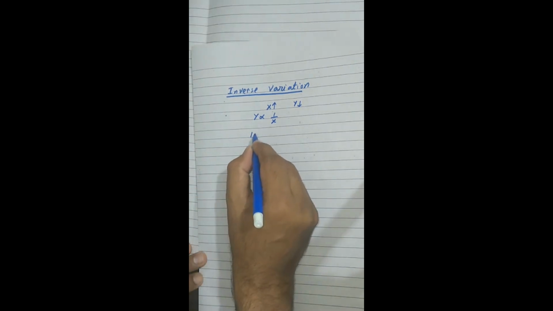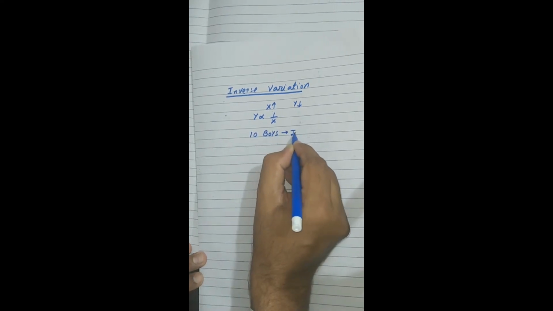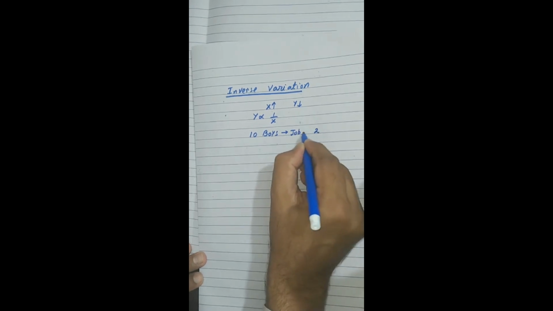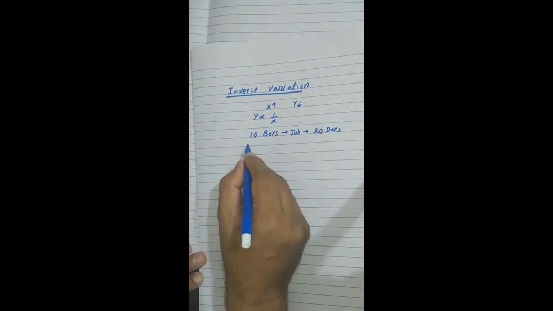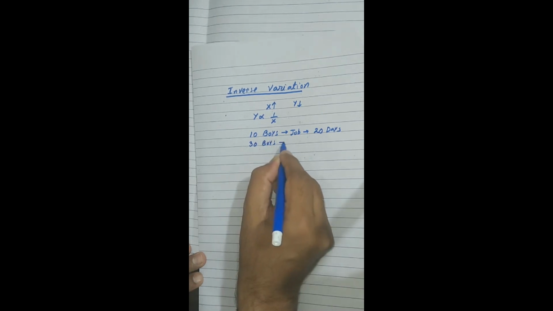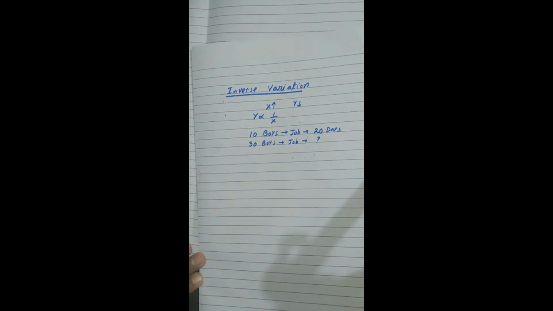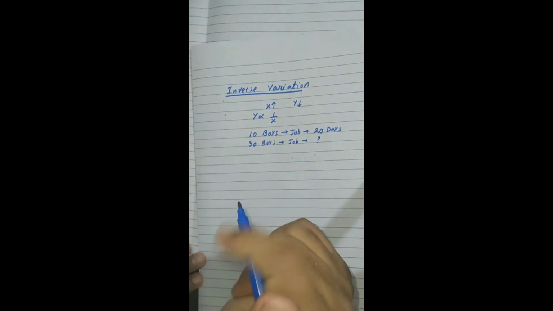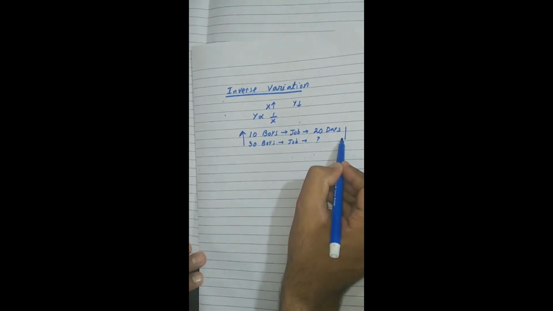Let's say there are 10 boys do a job in 20 days. Then 30 boys complete the same job in how many days? Please think, the days will increase or decrease. Boys are increasing, days will decrease. This type of relation is called inverse variation.